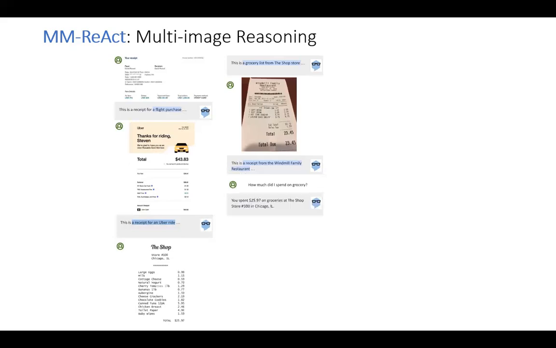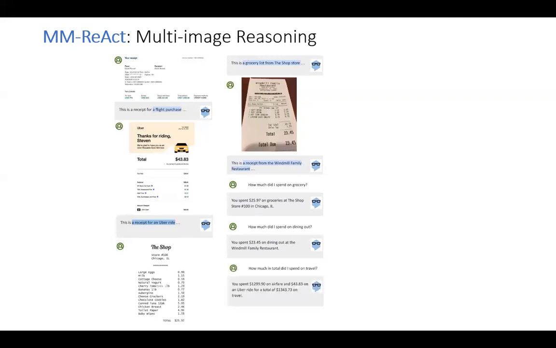After all 4 receipts are uploaded, we first ask a few simple questions with only 1 receipt involved. For example, how much did I spend on grocery? MM-ReAct can correctly identify that the grocery spending is associated with the 3rd receipt image and return the total amount from that receipt as the answer. And similarly for the second question, only the last receipt is needed to answer the question.